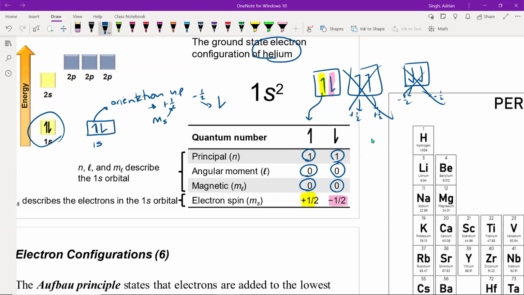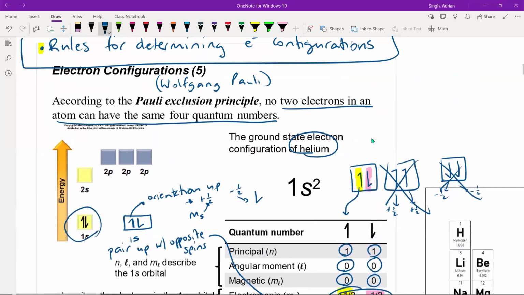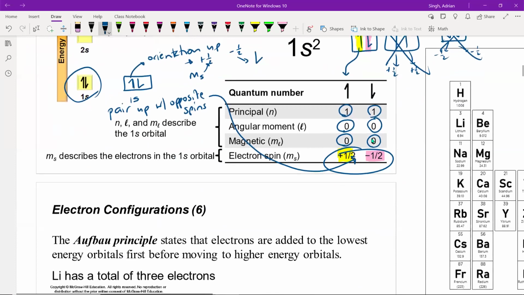We say then that these electrons have to pair up with opposite spins in that orbital. So we have a maximum of 2 electrons in each individual orbital. They pair up with opposite spins so that they don't have all 4 quantum numbers being the same. That's the first thing that we need to follow.